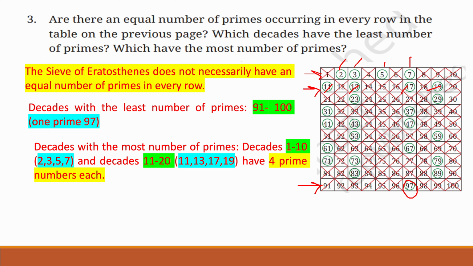So the decades with the most number of primes are decades 1 to 10, with the prime numbers 2, 3, 5, 7, and decades 11 to 20 with the prime numbers 11, 13, 17, 19. So both have 4 prime numbers each.